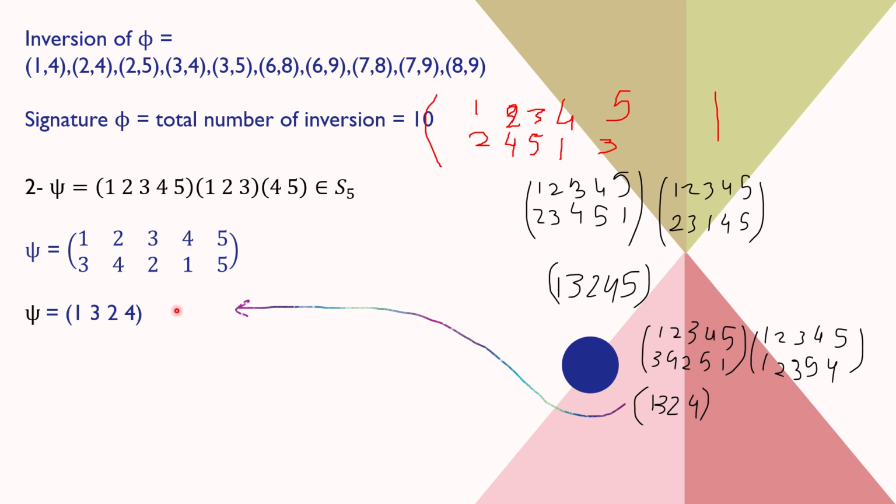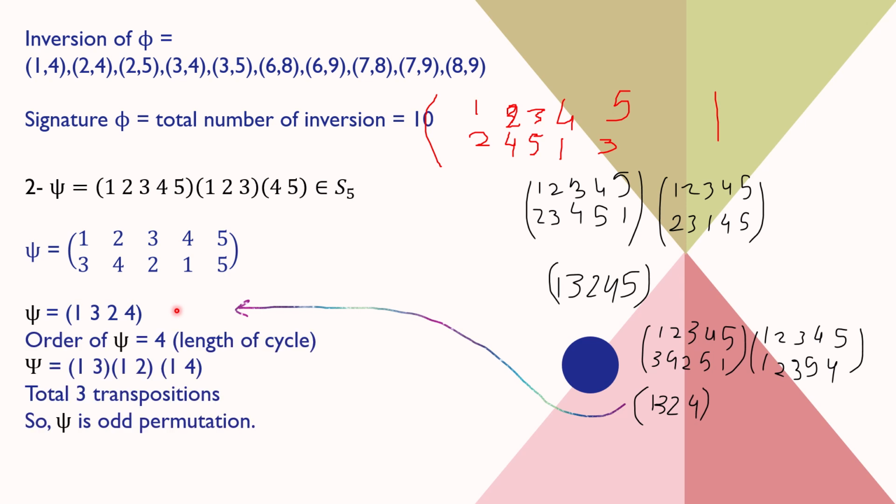Now from this it's very easy, because this is what we want to get, right? So from here you can get the order. So the order of this permutation is equal to the length of the 4-cycle. Now from this you can get a transposition, so it will be (1 3)(1 2)(1 4). Now since the number of transpositions is odd, that is 3 transpositions, so this is an odd permutation. Okay, so this is an odd permutation.